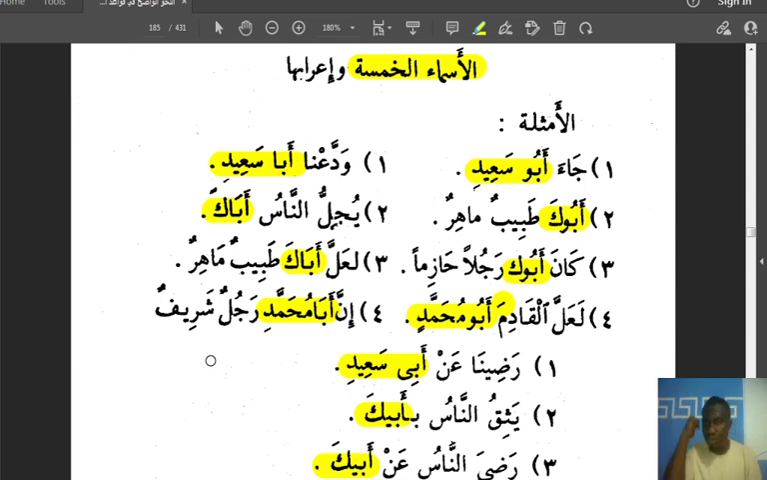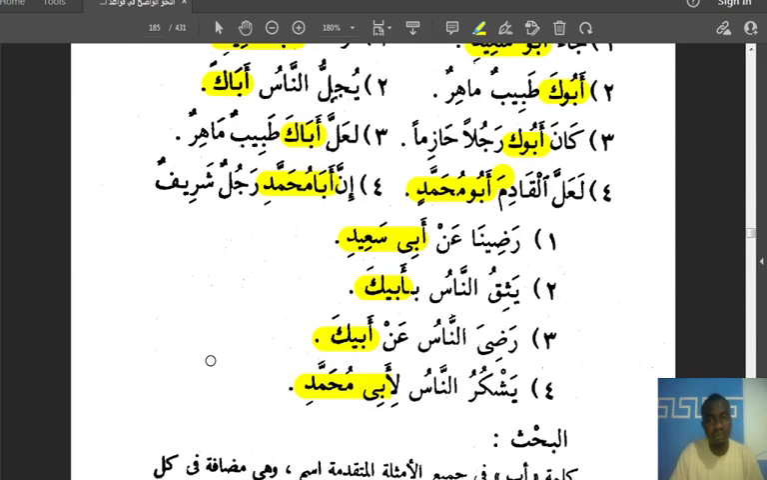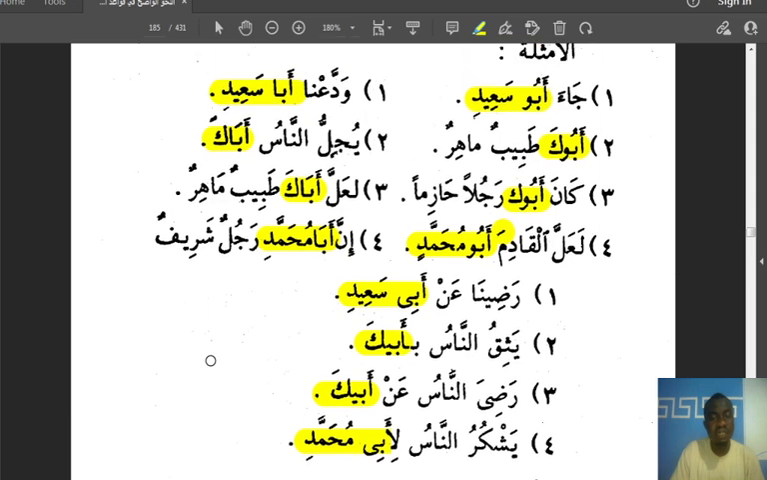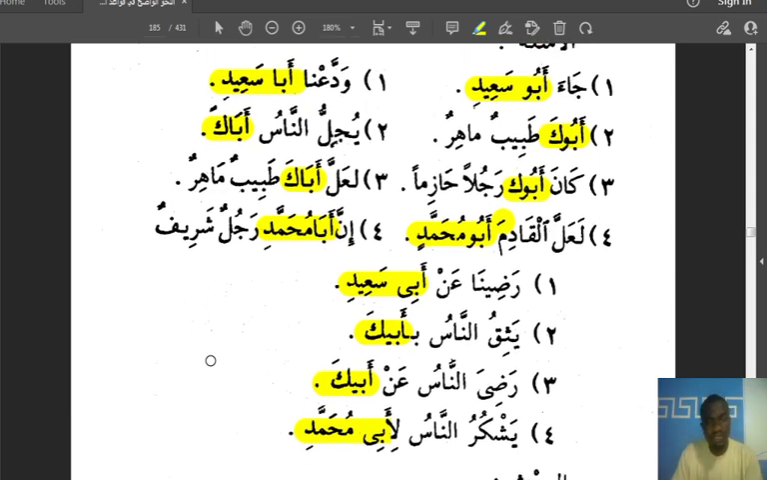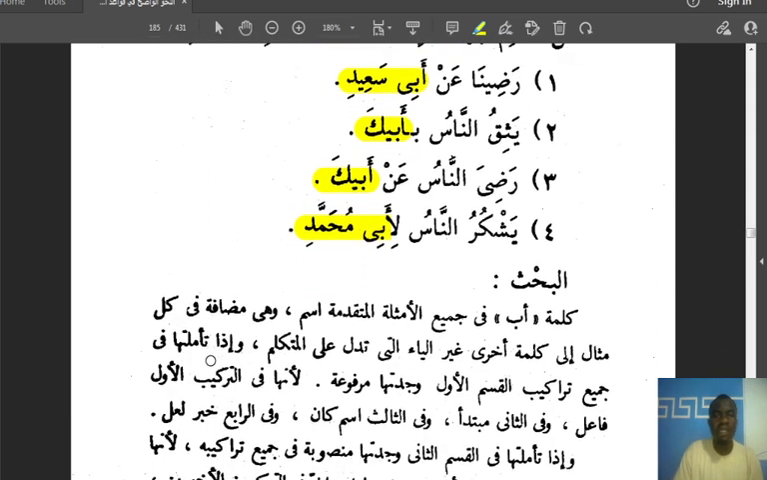You remember the mudaf ilayh lesson we did? When Abu, father, comes as mudaf, this is how it reacts. So here, the second part, it is maf'ulun bihi, mansub. It is mansub, maf'ulun bihi at a time, it's ismu inna at a time. And then here we have radina an, harfu jar. So abi here is ismu majrur. Yathiku nasu bi abika. Abi is ismu majrur. Radiya nasu an abi is ismu majrur.